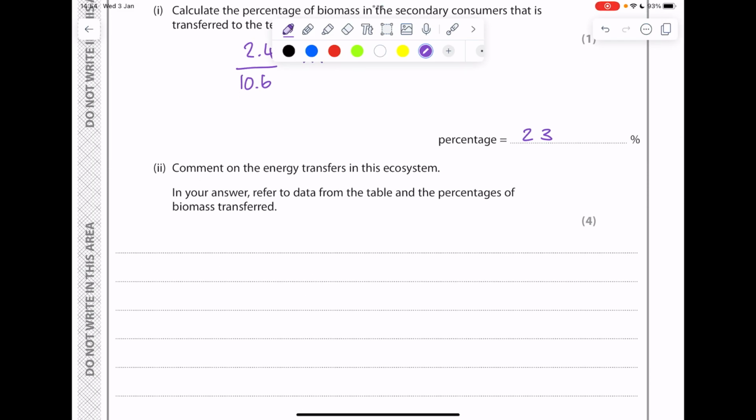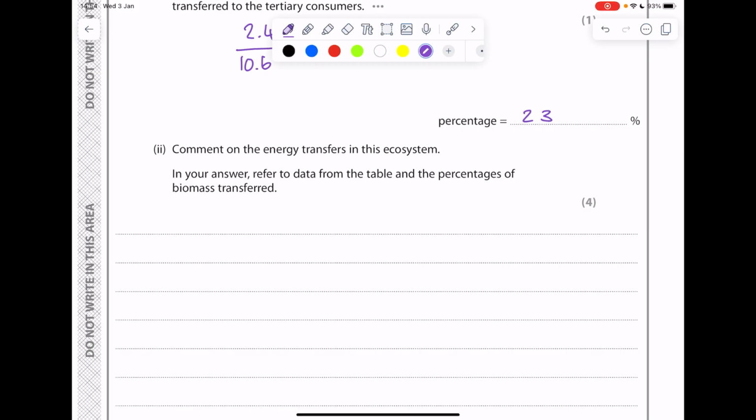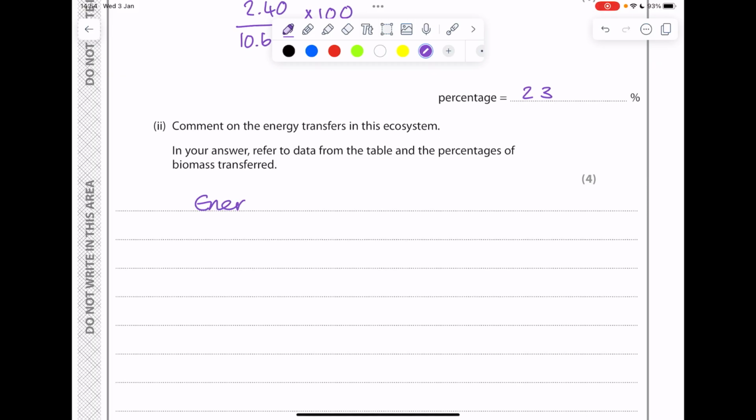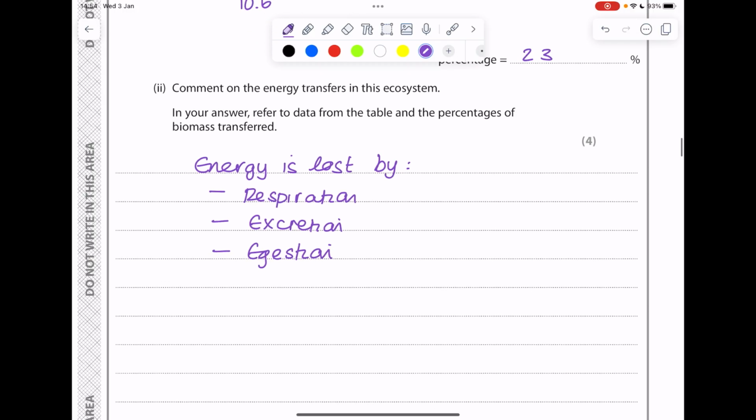Comment on the energy transfers in this ecosystem. In your answer, refer to the data from the table and percentage of biomass transferred. Okay, really it's asking why so much energy is lost at each stage of the food chain. So let's list all those key points. Energy is lost by respiration, excretion, which remember is removal of metabolic waste, digestion, removal of feces, keeping warm. Not all of the organism is eaten or digestible.